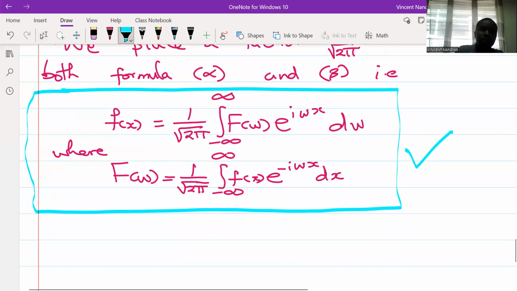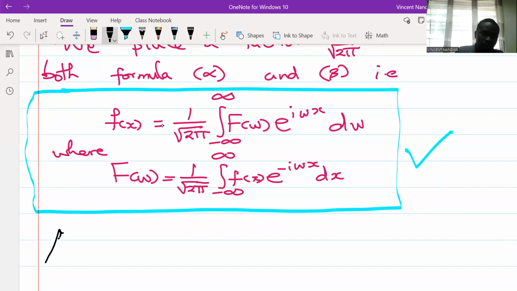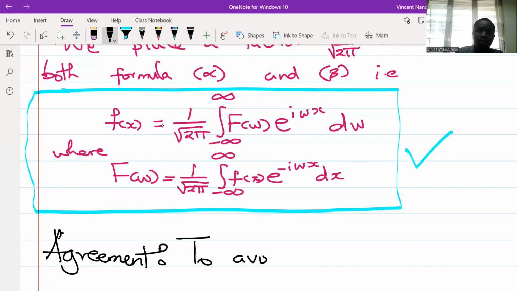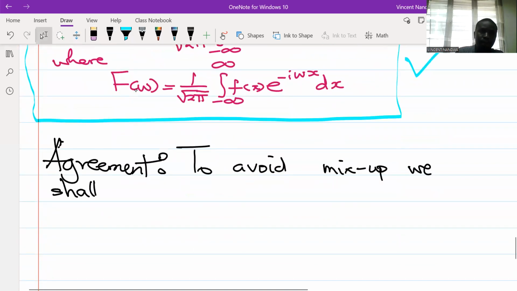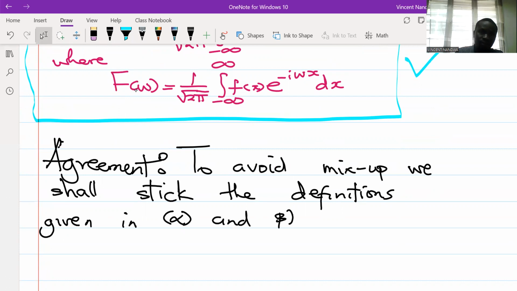So to avoid confusion or mix-up, the argument that we are going to make here: to avoid mix-up, we shall stick to the definition given in alpha and beta to define the Fourier transform pair.